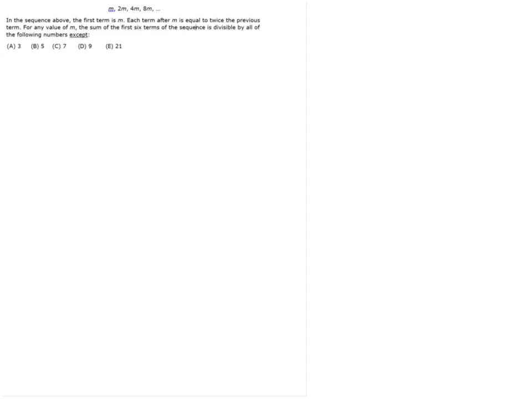So it says, in the sequence above, the first term is m. Each term after m is equal to twice the previous term. For any value of m, the sum of the first 6 terms of the sequence is divisible by all the following numbers except.